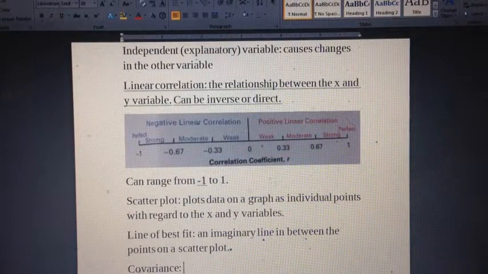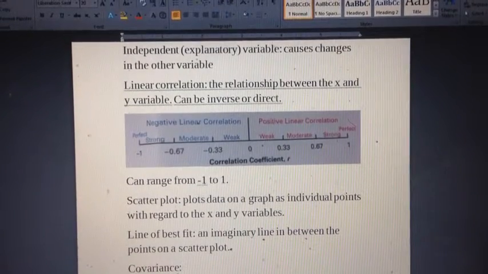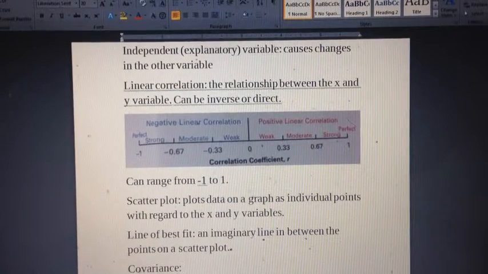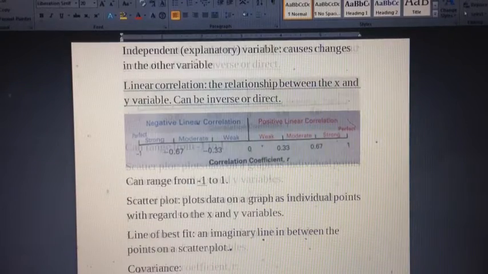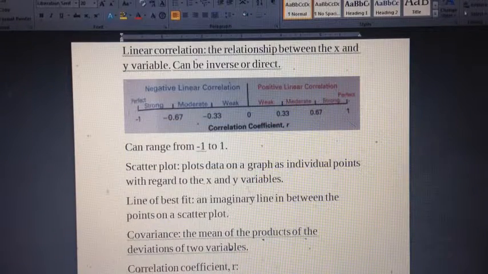Next is covariance. The covariance is a formula which helps you derive the mean of the products of the deviations of two variables. And finally, we have the correlation coefficient, which is noted as R. This formula gives you a quantitative measure of the strength of the relationship between two variables.